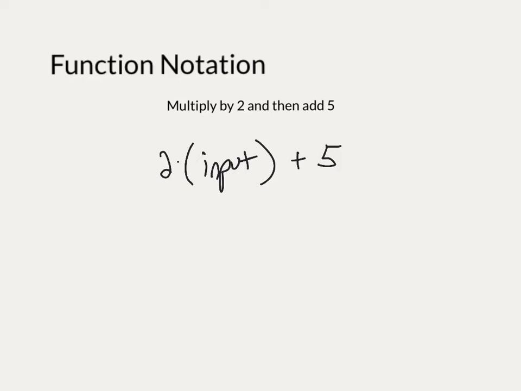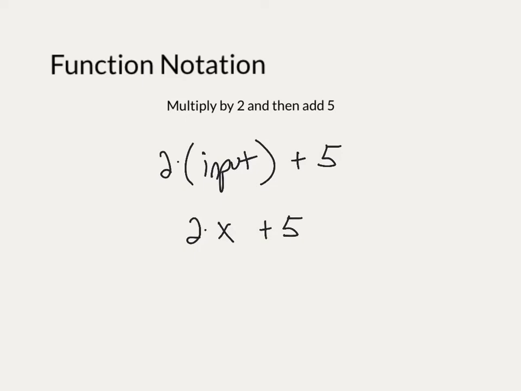So instead, what we do as mathematicians is we let some letter represent our input. And it's most common for us to use the letter X. Now we could use really any letter that we want, but in Desmos they use X's for inputs. So right now, let's stick with that. So instead of writing input, I'm going to write an X. Right, so this represents my input. And that input is being multiplied by 2, and then we're adding 5 to it.